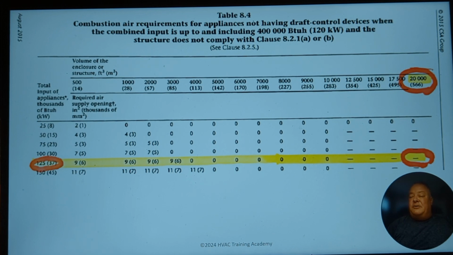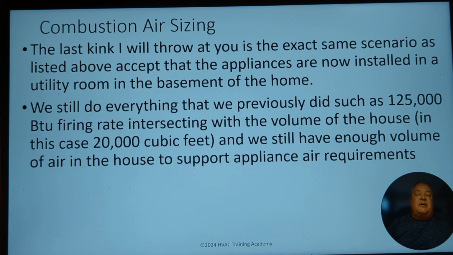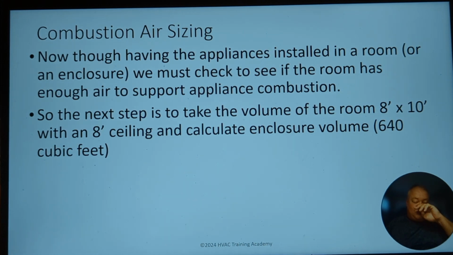Again, you can see looking across the table, 125,000 BTU, and matching it up at 20,000, you see a dash there indicating that there's enough air in the house. The last example, again, same as above, only installed in the utility room. Same question. Still going to be 125,000. The volume of the house is still going to be just over 21,600 cubic feet. We still have enough volume in the house to support the air requirements.